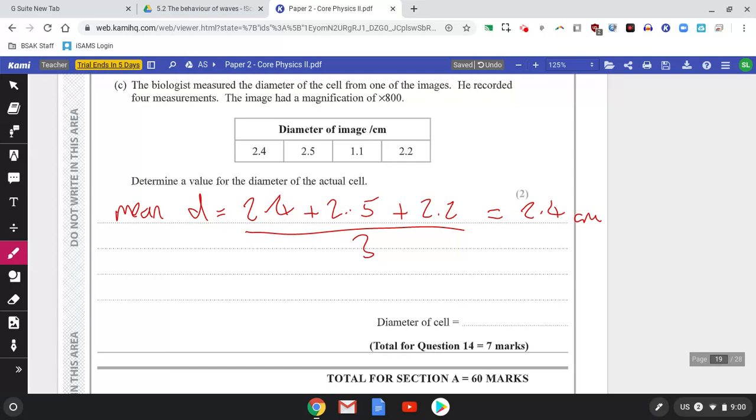We've got it at 800 times, so it's 2.4 centimeters divided by 800. In reality, it's 0.00003 meters. Just change that centimeters to meters there. Not sure you're going to see an easier question in A-level physics than that, to be honest. Anyway, see you in the next section.